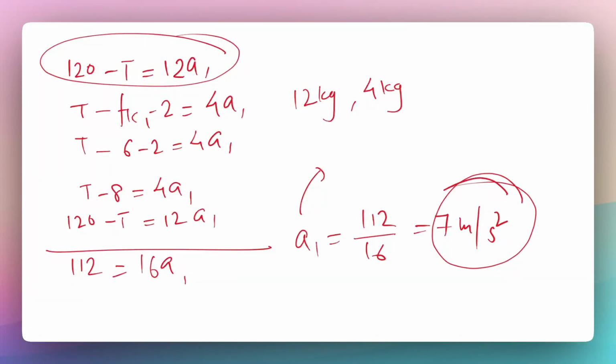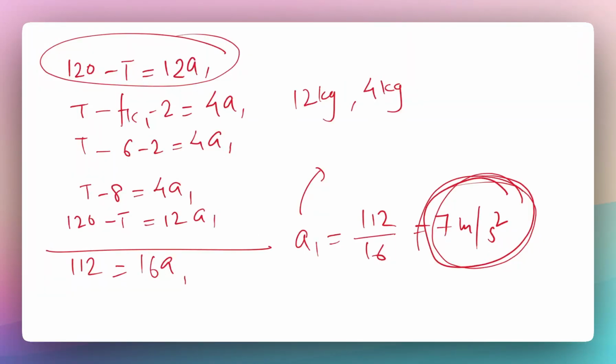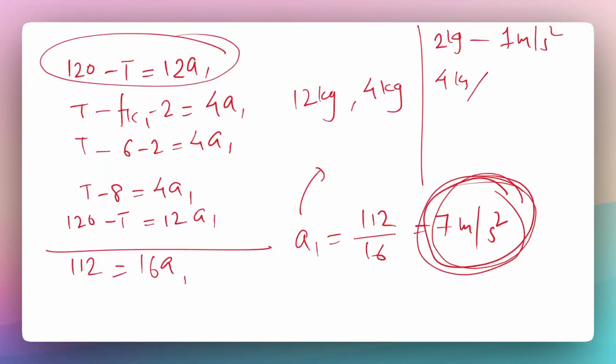As you can see, this acceleration is far greater than what we calculated in the static case, because in the static case, our friction force was stronger. We were assuming a different friction force, because there was no friction force here pulling it back for this block, and it would be assuming the whole friction force. And so that was 6.33. Now actually it's moving with 7 meters per second squared. So my final answer: for the 2 kg block, my acceleration is 1 meter per second squared. For the 4 kg and 12 kg blocks, my acceleration is 7 meters per second squared.